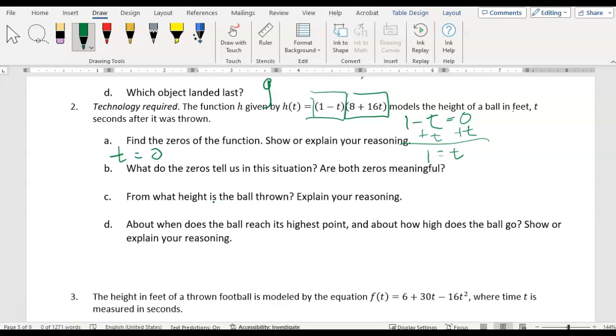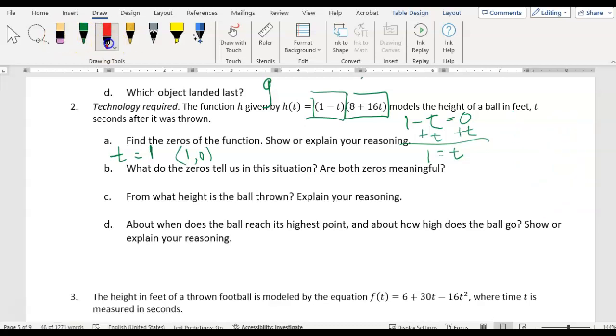You could also write this as 1 minus t equals 0 and subtract 1 from both sides. You'll get negative t equals negative 1, and then we divide both sides by negative 1 to make this t equals positive 1. But either way, our zero is t is 1, so (1, 0). I think I wrote 0 there, which was confusing. There we go. All right, so that's one of the zeros.